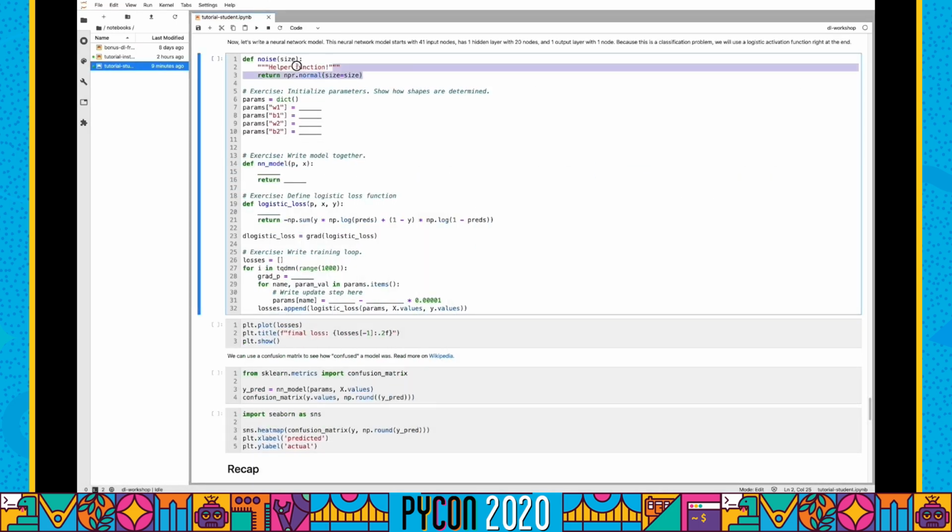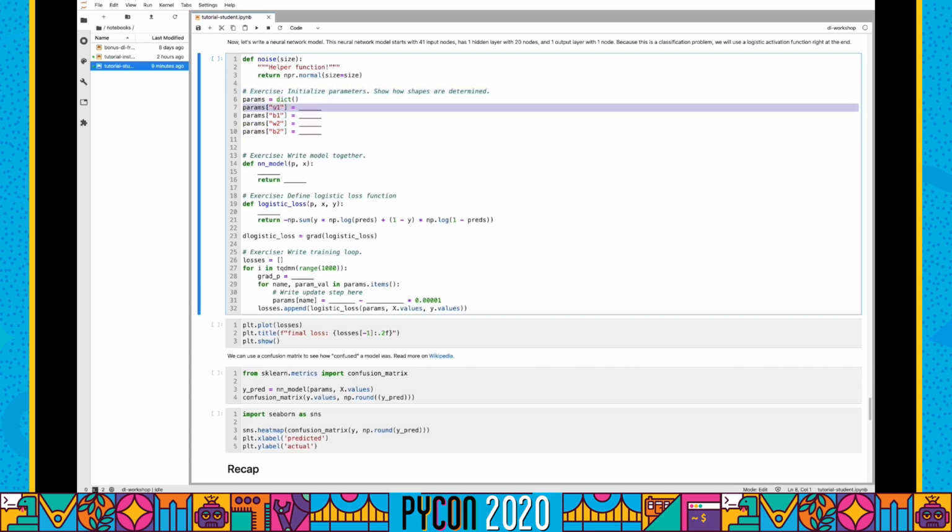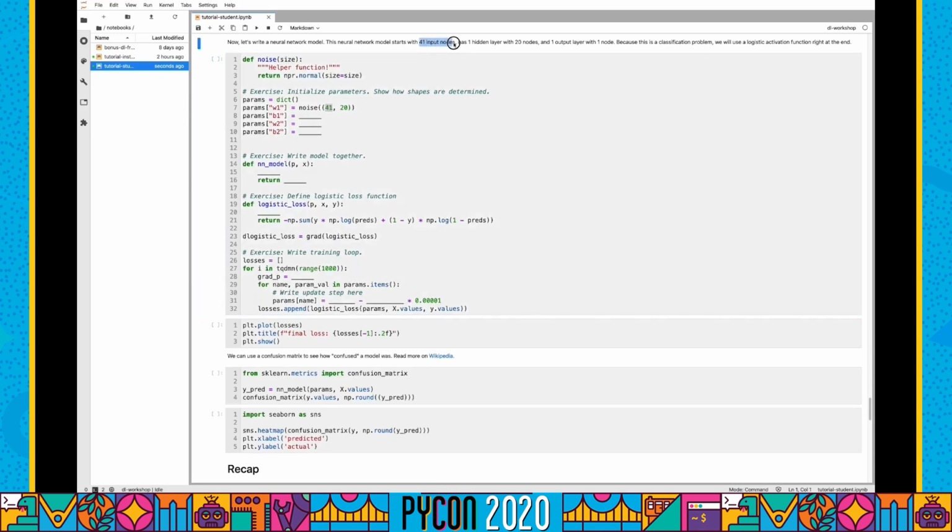Alrighty, so first up over here we've got a helper function called noise, and what it's supposed to do for us is be a convenience wrapper around drawing numbers from a standard normal distribution, with easy ways to control the shape of the matrix that's returned. So we need to first initialize our parameters. Let's go ahead. params of W1 will be noise of 41 by 20, where 41 corresponds to the 41 input nodes and 20 corresponds to the 20 hidden nodes that we're constructing our model with.